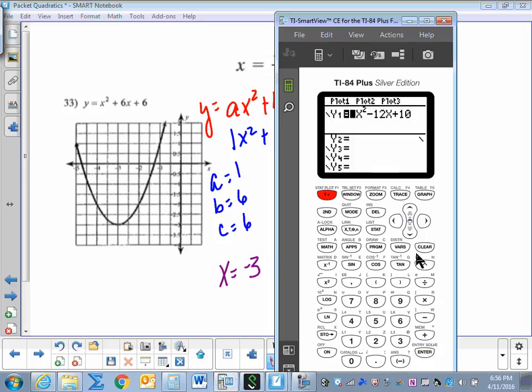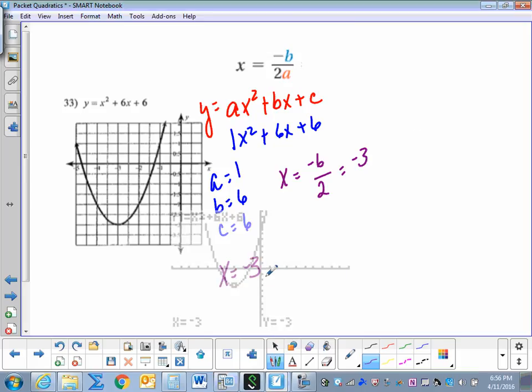So let's go into y equals and graph our equation: x squared plus 6x plus 6. I'm going to hit trace, and I can see here that looks like my graph. I'm going to type in x equals negative 3, and now I can see that my vertex is at negative 3, negative 3.